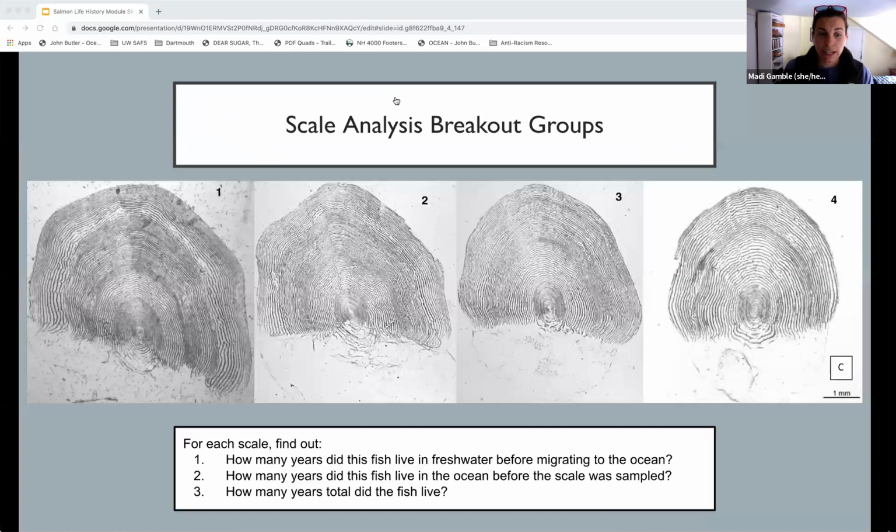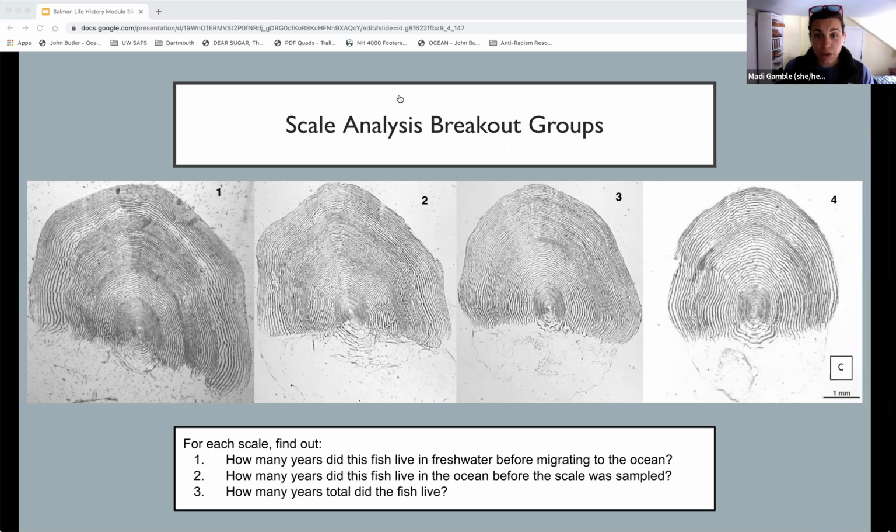But first, now it's your turn to annotate some fish scales. So at this point, students should break up into groups. And each group will focus on annotating either all of these scales or just one of them. The goal in annotating these scales is to answer 3 questions. First, how many years did this fish live in freshwater before migrating to the ocean? How many years did this fish live in the ocean before the scale was sampled? And finally, how many years in total did the fish live?